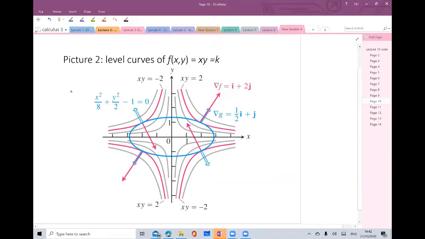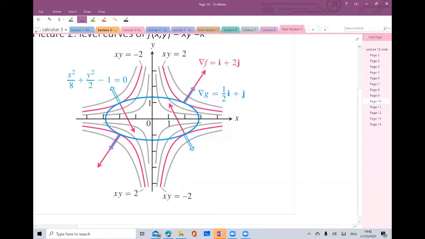This is the figure in our slides. The red one is the level curve xy equals 2. It will touch g at this point, which is of course the point 2 and 1. All of this agrees with our mathematical solution. Right, everyone? Got the idea?